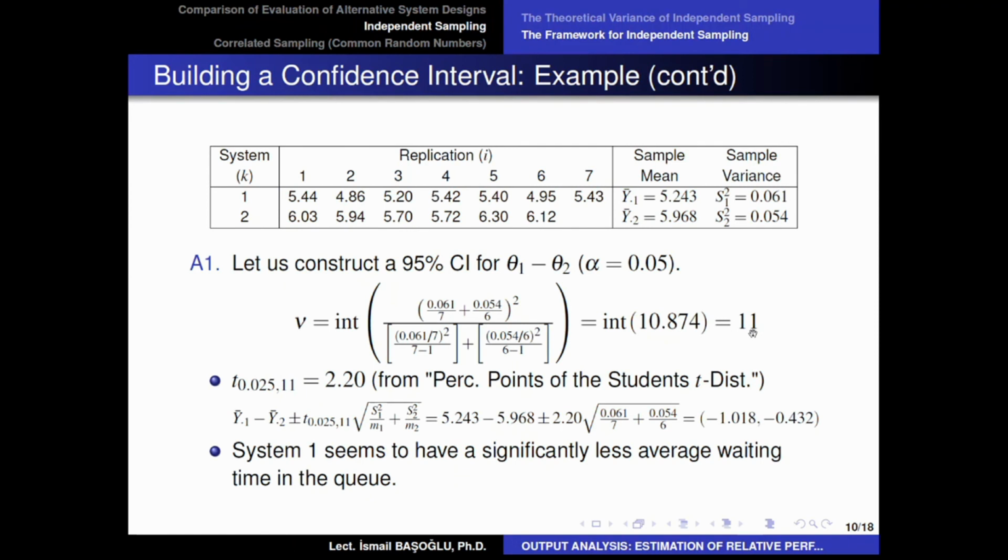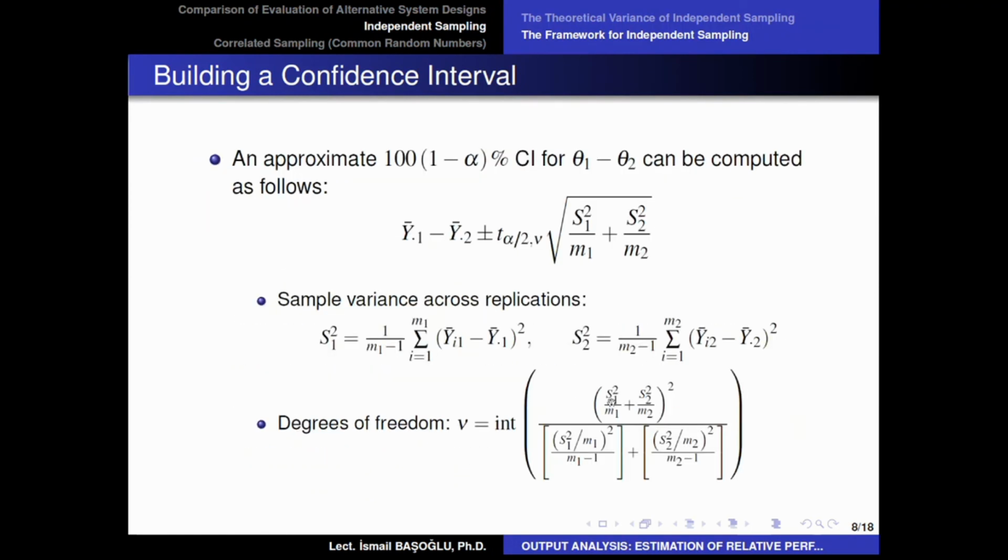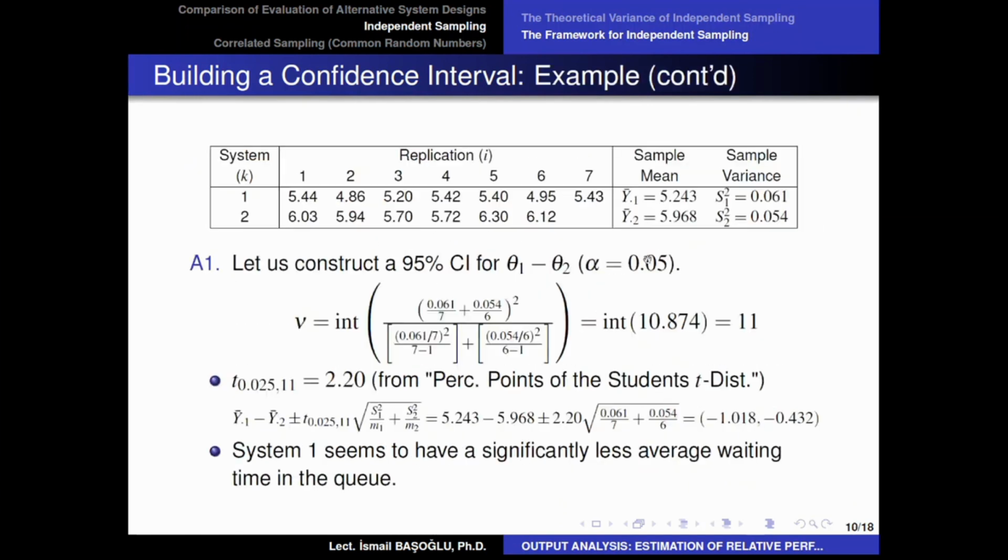Now, as I have told you, my friends, that value here is usually very close to M1 plus M2 minus 2. What is M1? M1 is 7, M2 is 6, M1 plus M2 is 13, 13 minus 2 is 11.